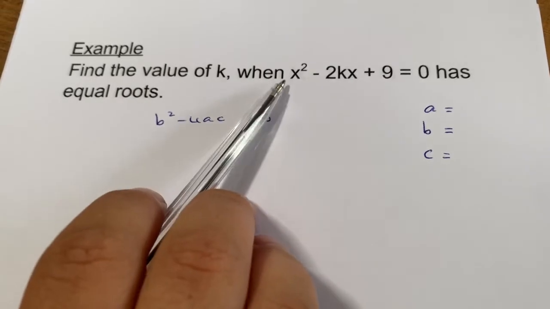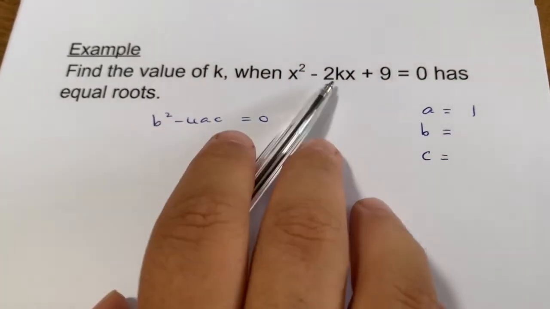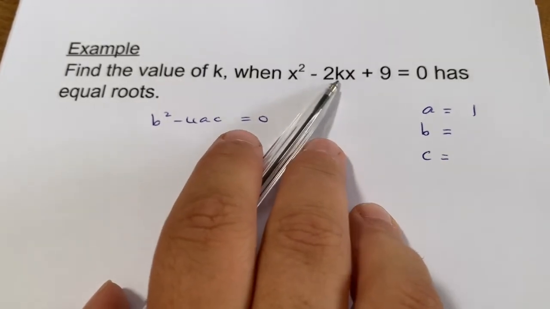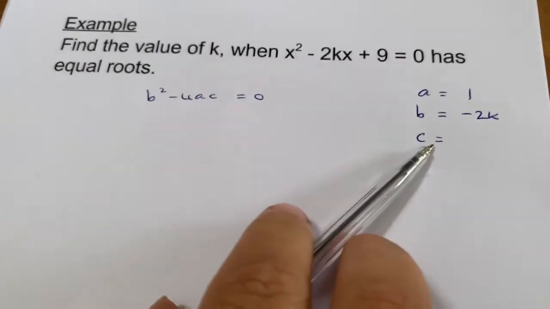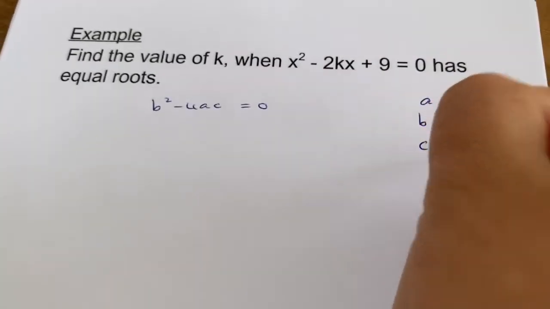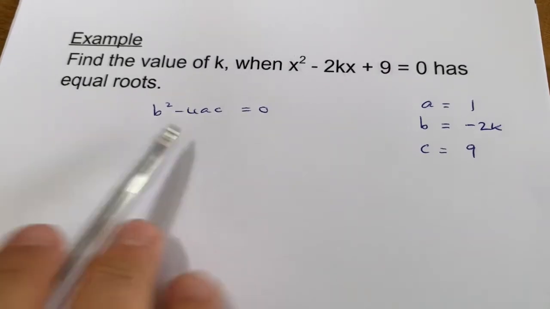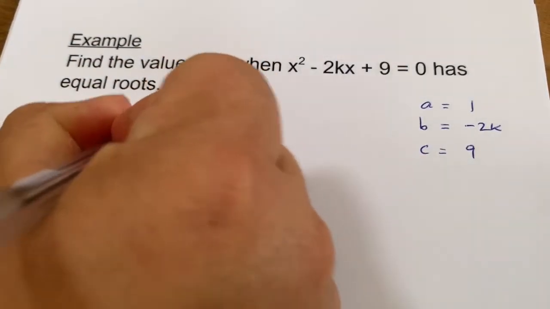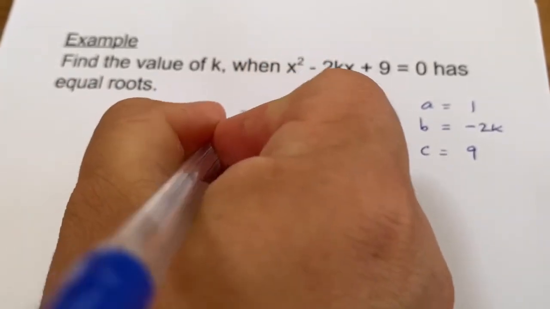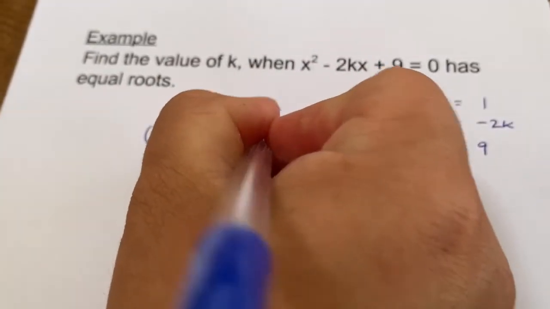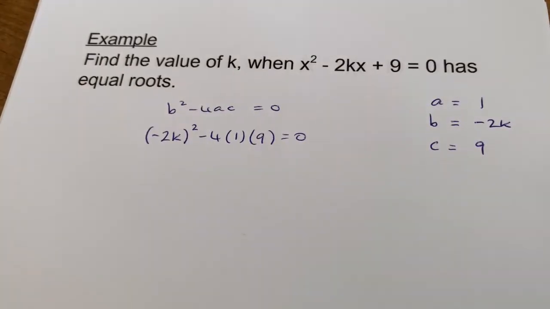So a is the number of x squared, so in this case it's 1 again. B is the number of x's, so in this case it's minus 2k. And c, it's 9. Okay, then you're going to substitute these three bits of information into here, then you're going to solve it. So I've got (minus 2k) squared, take away 4 times 1 times 9 equals 0. Alright, I'm going to go on and solve that.